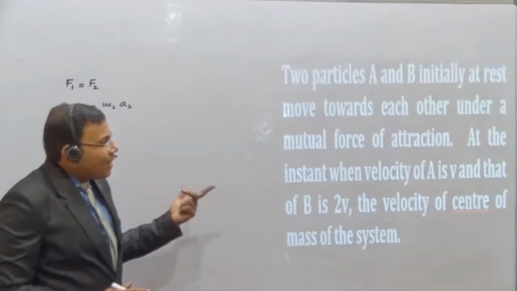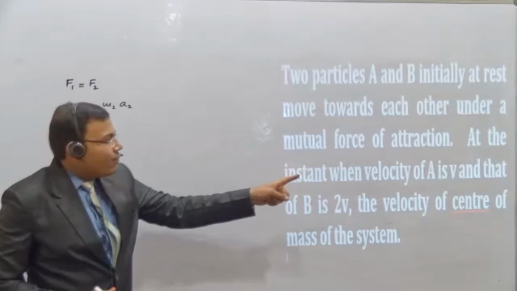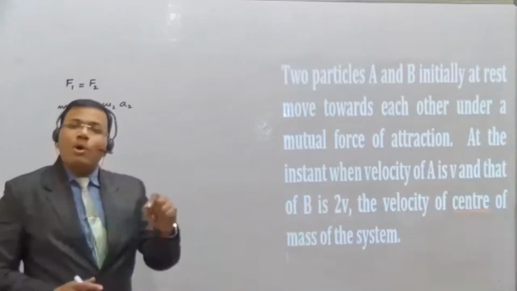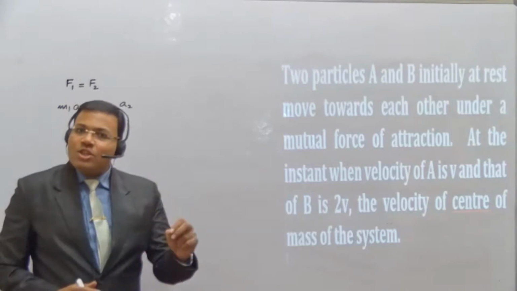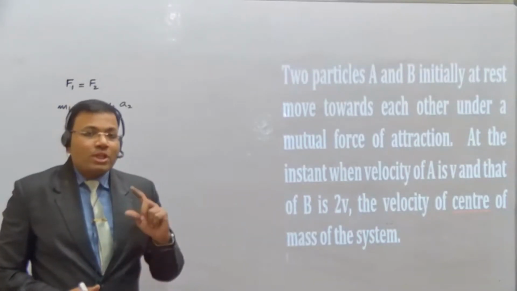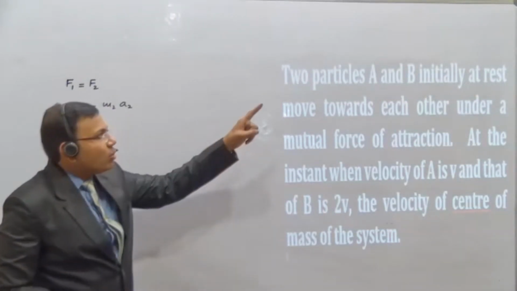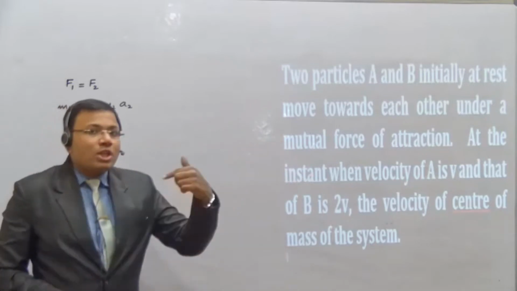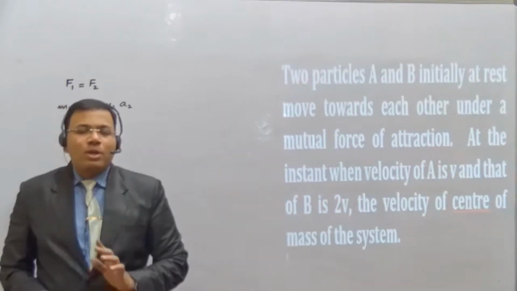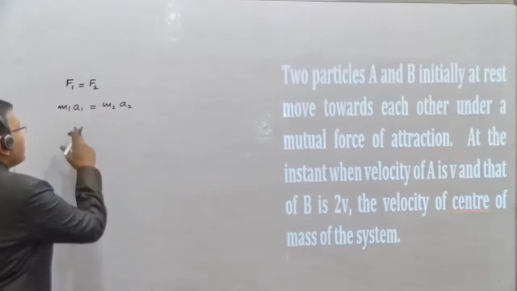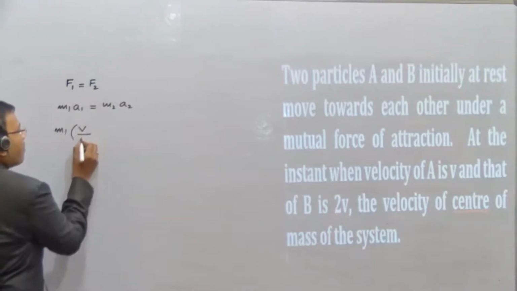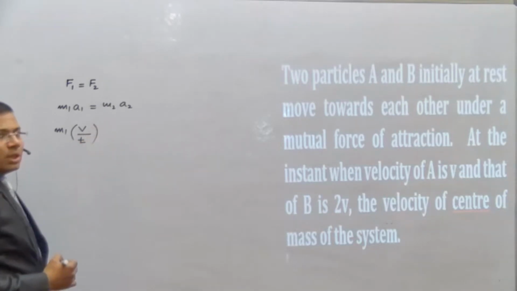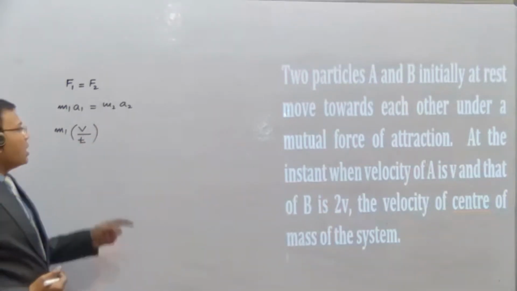So what are the final velocities? For A it is v and for B it is 2v. So I am speaking about only A. So change in velocity कितना होगा? पहले 0 था, अब बन गया है v. So change in velocity is v minus 0. That is v only. So therefore I take in place of a1 velocity v by t. Rate of change of velocity is acceleration.